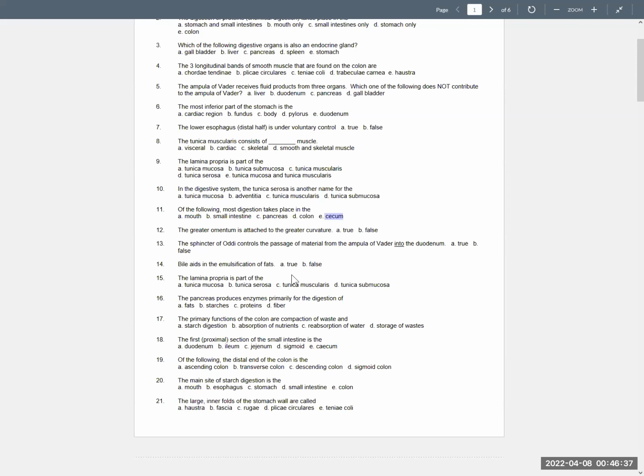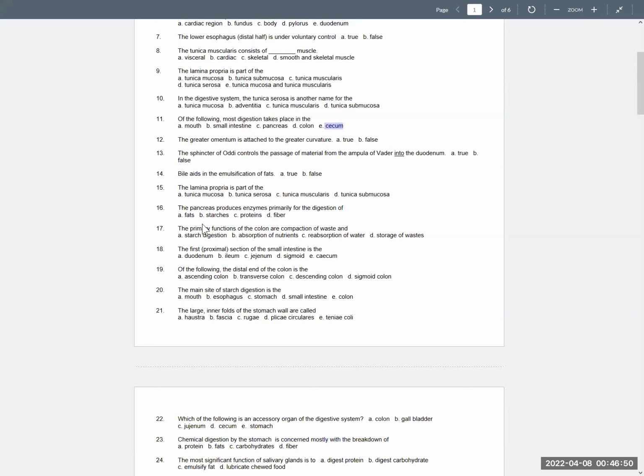The bile does aid in the emulsification of fat. That's true. The lamina propria is part of the tunica mucosa. We answered that ourselves a moment ago. It's one of the 3 parts of the tunica mucosa. 16, the pancreas produces enzymes primarily for the digestion of what? Starches. I could have put the word carbohydrates in there, but obviously I couldn't put both and not confuse people.